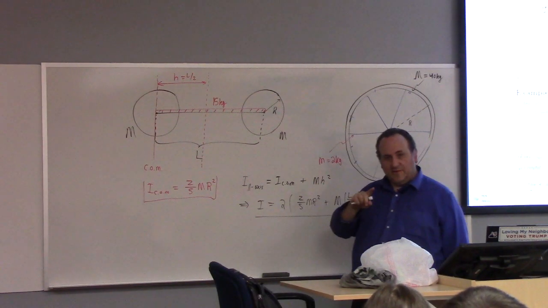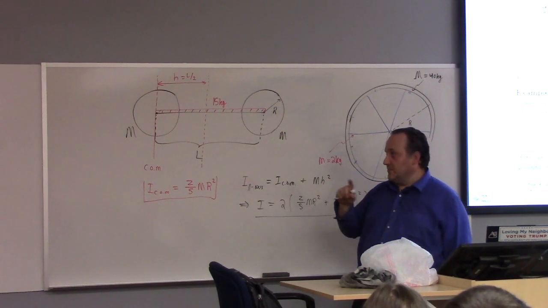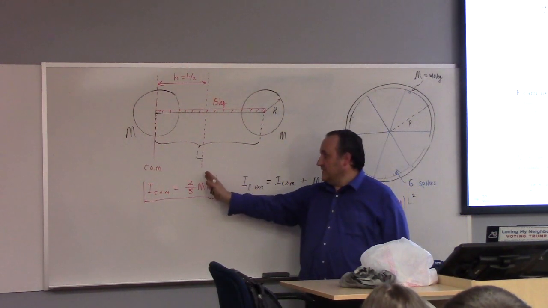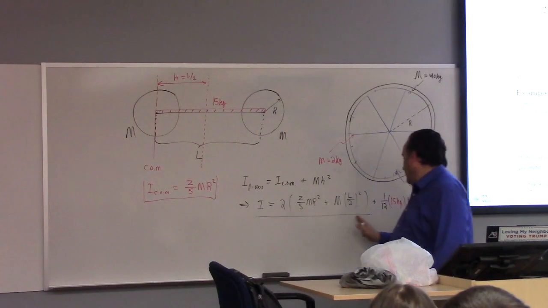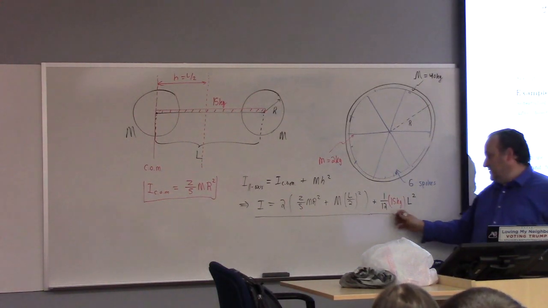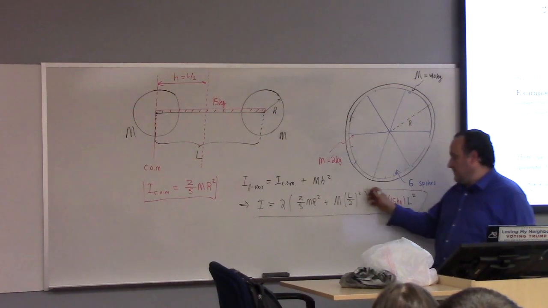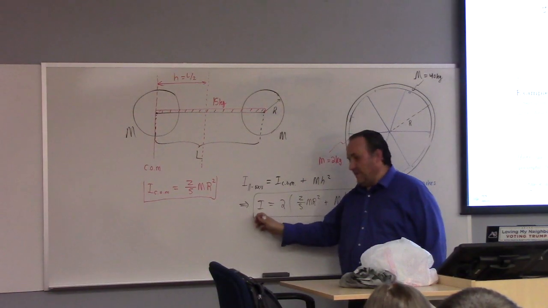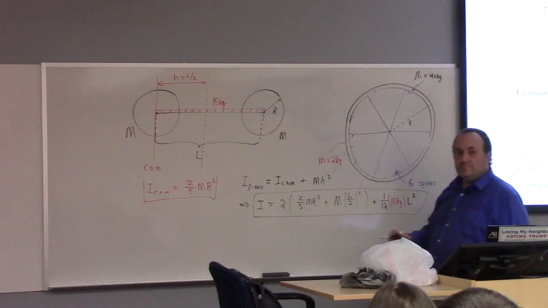Now a smart way to calculate that would be with the parallel axis theorem, because this thing we're calculating right here is actually the moment of inertia of the barbell with respect to its center of mass in total, right?